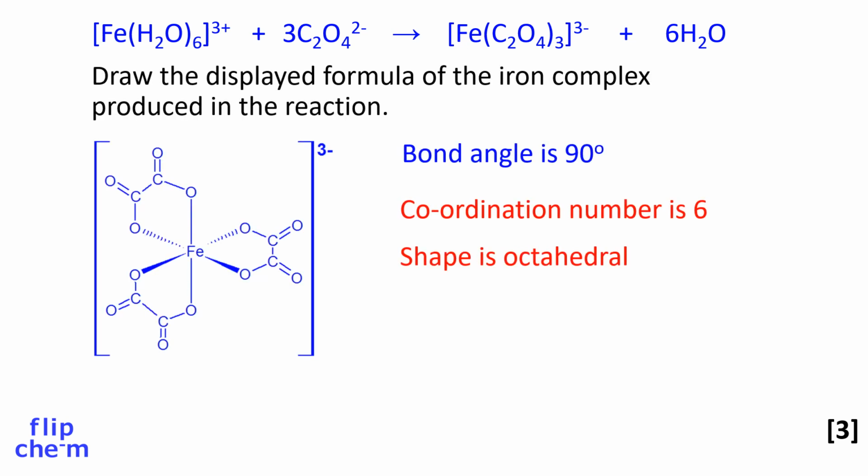The coordination number of the complex produced in this reaction is 6, the same as in the reactants. Use dashes to show bonds going into the plane of the paper or screen. Wedges show bonds coming out of the paper. It's a very good idea to practice drawing these complexes, especially more complicated examples with bidentate ligands. Don't forget to use square brackets and show the charge.